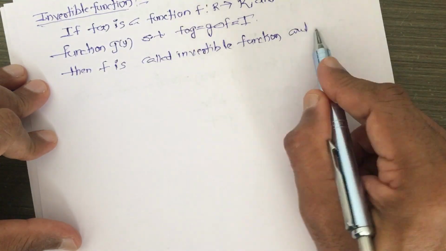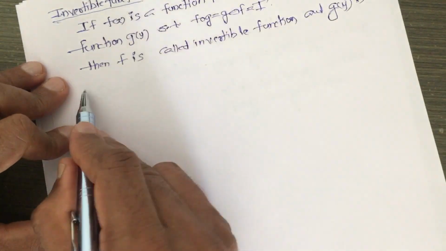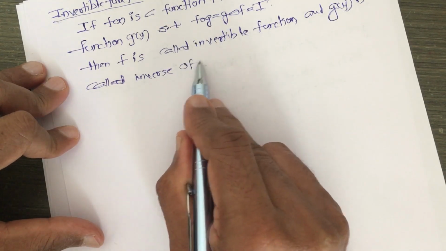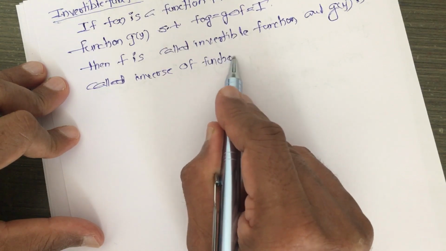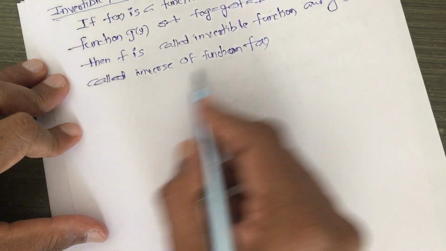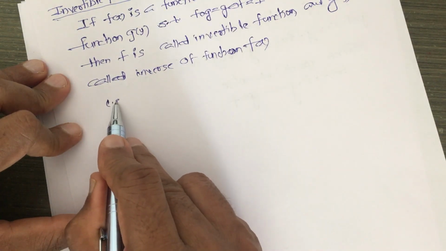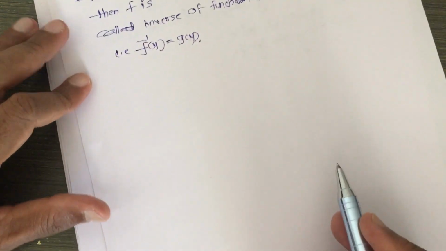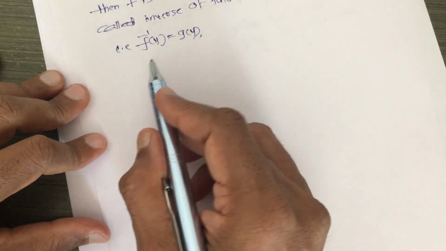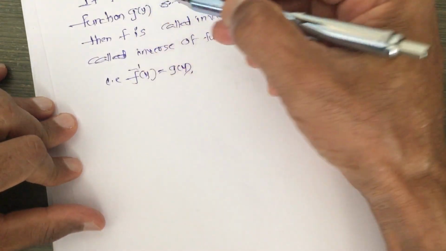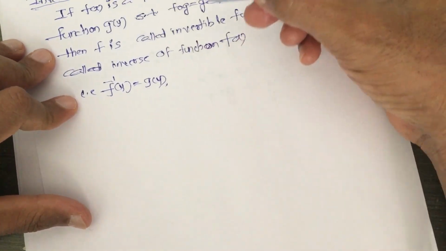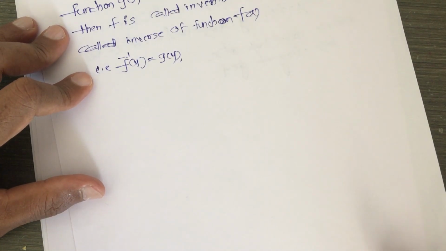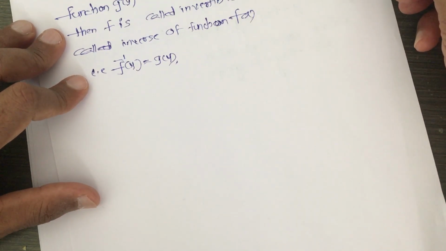And g of y is called the inverse of function f of x, and we write that as f inverse of y is equal to g of y. So, f is a function, and if there exists another function g so that f composite g and g composite f is identity function I, then we call f an invertible function, meaning its inverse exists, and g is called the inverse of f.